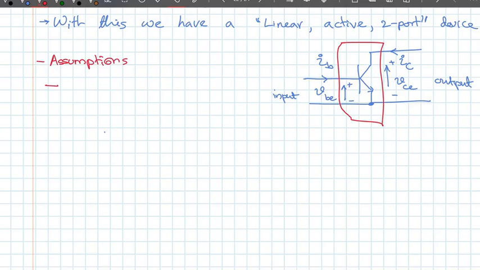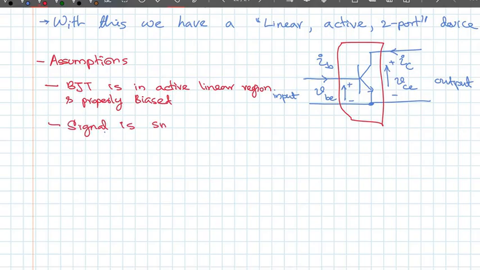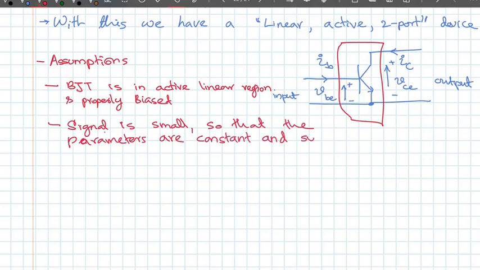One, the BJT is in the active linear region. So it is properly biased. When the AC signal is applied, it doesn't go into saturation or cutoff, and the signal is small enough. Two, the signal is small so that the parameters are constant and the system behaves linearly. We'll get back to this.